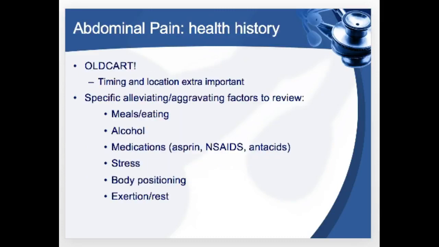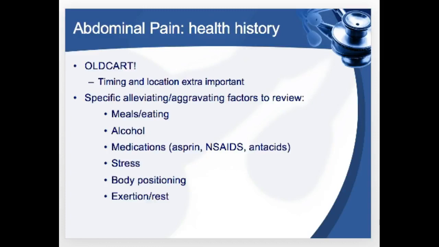Remember to always OLD CART your abdominal pain, so your health history. Timing is really important. Location is really important. Also, look at alleviating and aggravating factors such as meals and eating. How does the pain feel, or how does it differ with eating? How does it differ or change with alcohol? Medications, have they been taking NSAIDs for a different, unrelated problem? Like maybe they sprain their ankle or have knee pain, so they've been overdoing the NSAIDs, and now they've given themselves some gastritis or peptic ulcer disease.